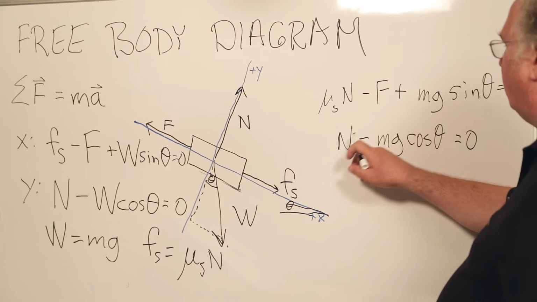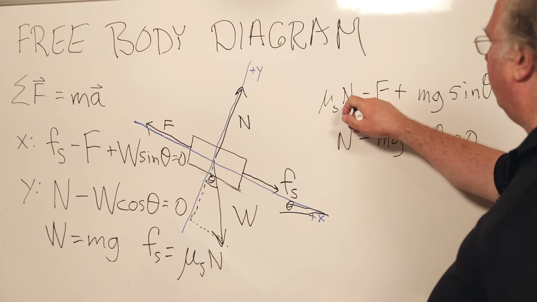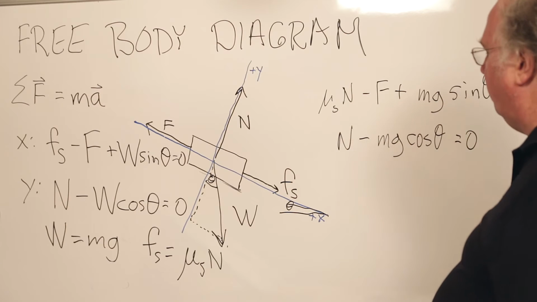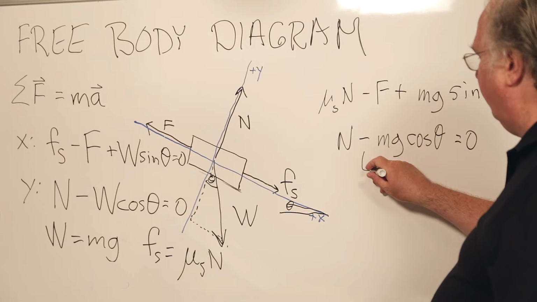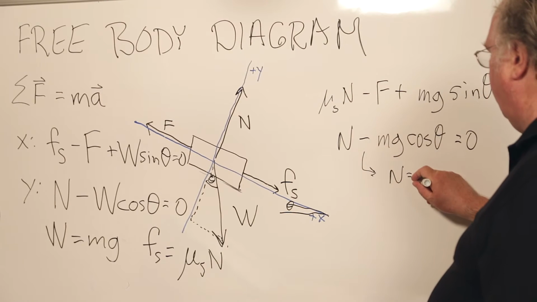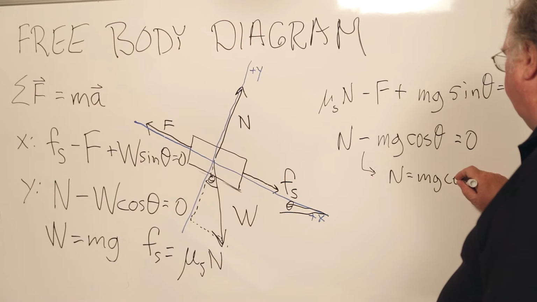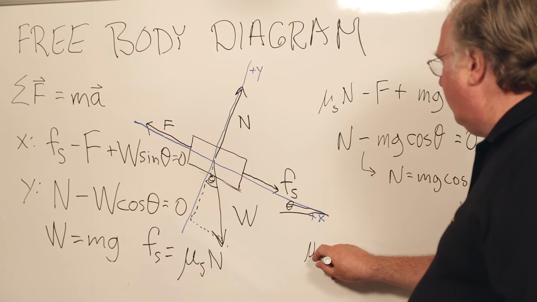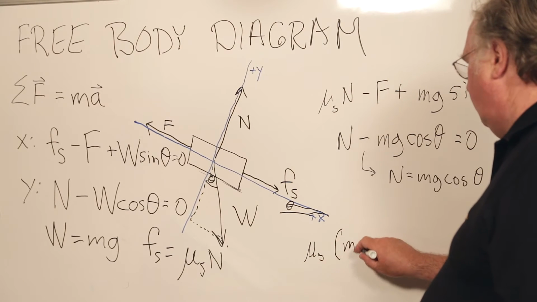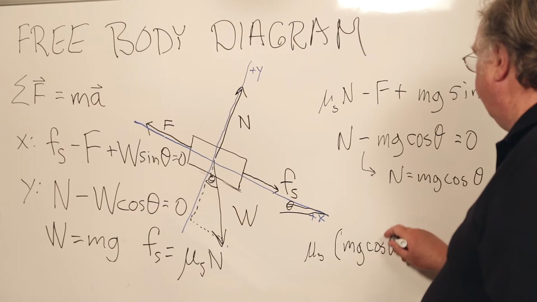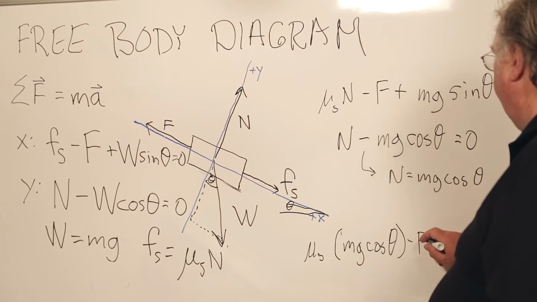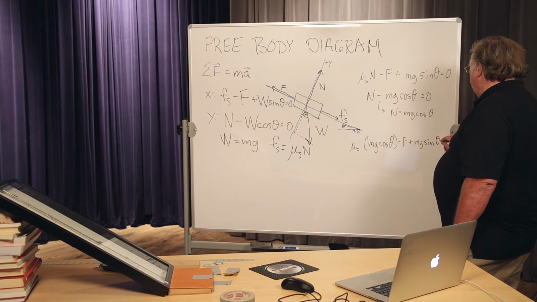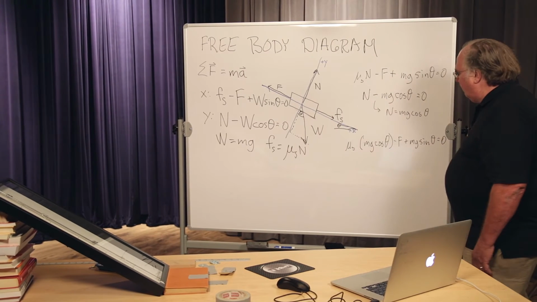This one I can solve for n and then plug into there, and that will get rid of n. And I'll just have one equation with mu s in it. So let's do that. This leads to n equals mg cos theta. Plug that in up here, I get mu s times mg cos theta minus F plus mg sine theta equals 0. And I'm almost there.